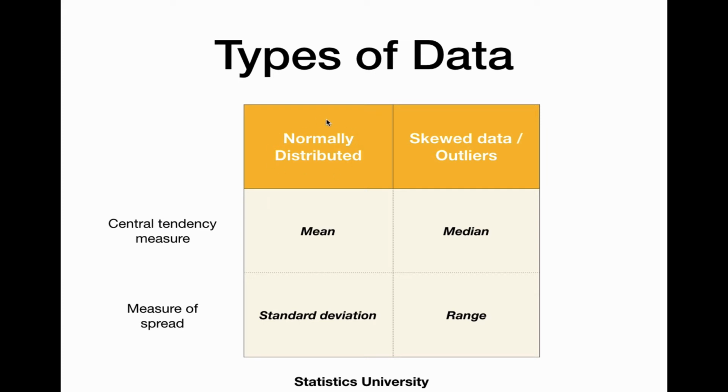And within normally distributed data, we work with the mean as a central tendency measure, which is simply said just an average. And we use the standard deviation as a measure of spread. Whereas in skewed data, data with many outliers, we want to work with the median as a central tendency measure and the range as a measure of spread.